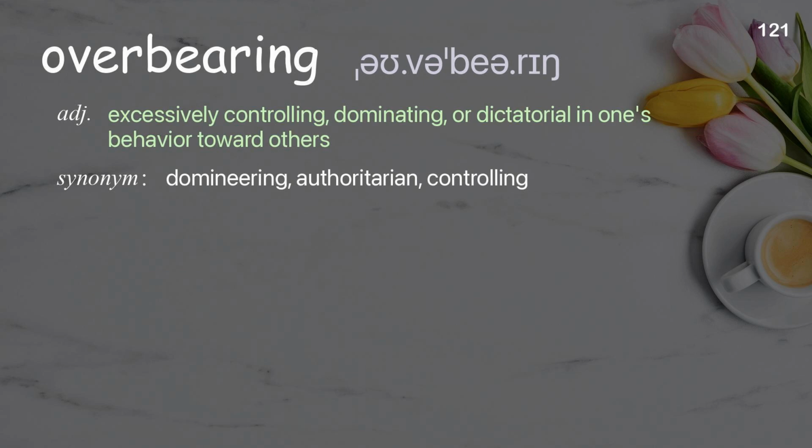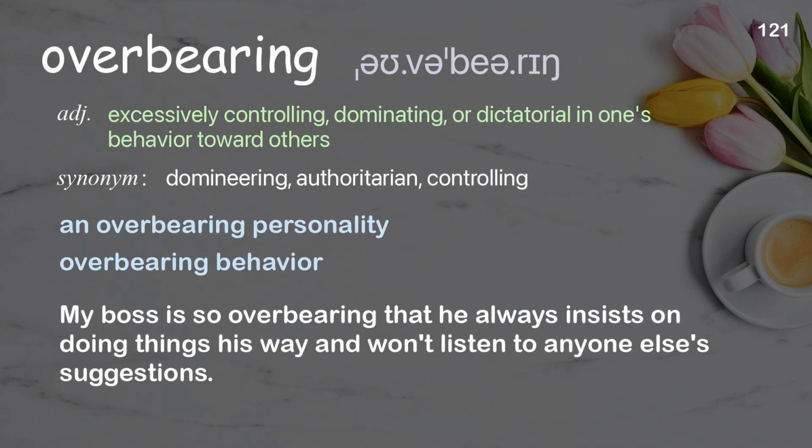Overbearing. Excessively controlling, dominating, or dictatorial in one's behavior toward others. Examples: An overbearing personality. Overbearing behavior. My boss is so overbearing that he always insists on doing things his way and won't listen to anyone else's suggestions.